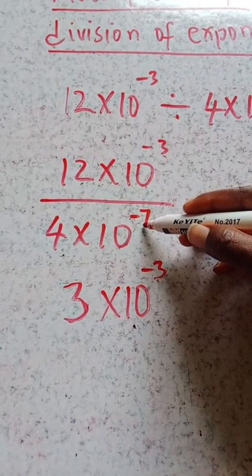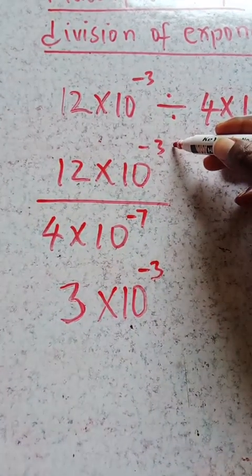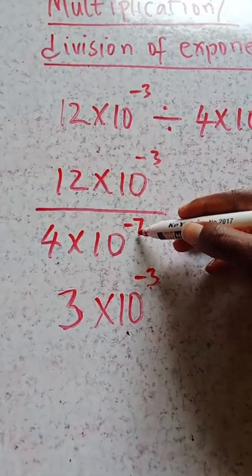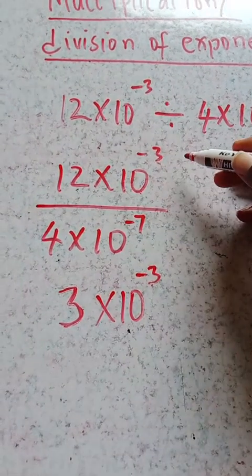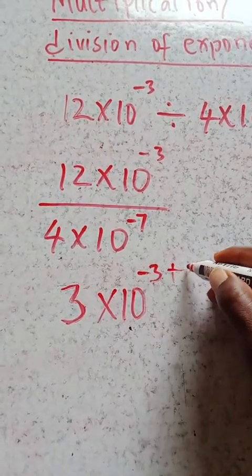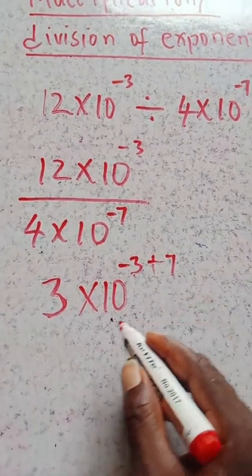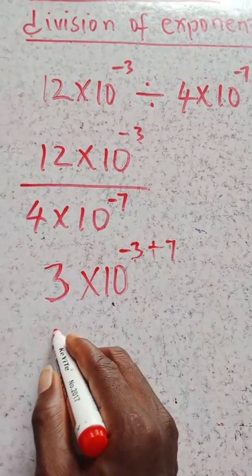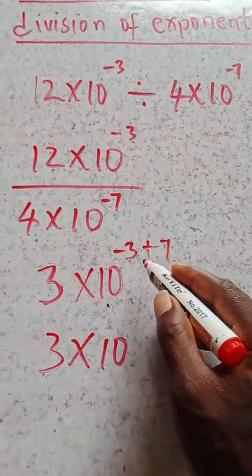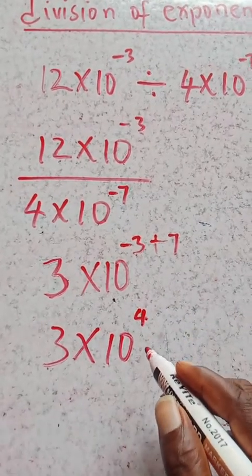So if minus 7 should come to the numerator, that minus 7 will turn to plus 7. That is the rule. Are you getting it? So we now have 3 times 10 raised to the power minus 3 plus 7, which is 4. That is the answer.